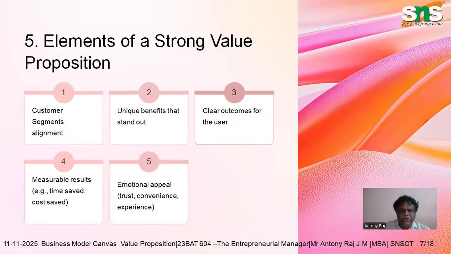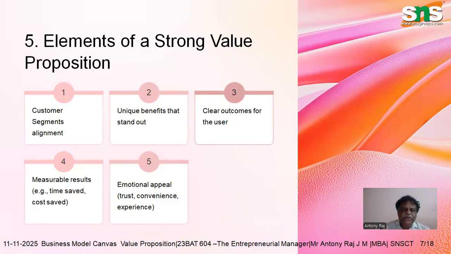And what are the elements of a very strong value proposition? First, it should have customer segment alignment. The value proposition should be aligned with the customer segment. It is very important. Second, the benefit should be unique so that it stands out. It should not be the same as what your competitors are giving, so that there is no unique benefit and you become just one among the products.